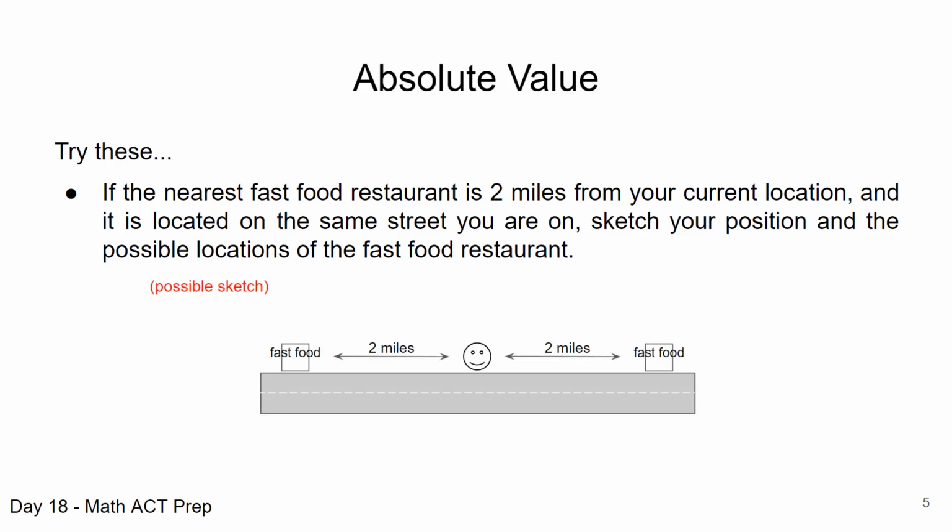So this might be a possible sketch. You know you're on the same street, you're in the middle with a smiley face. The fast food restaurant is 2 miles from you. It could be 2 miles to the east of you or 2 miles to the west of you, if we're looking on a map, east to west running left to right. We just know that it's 2 miles from your current location.